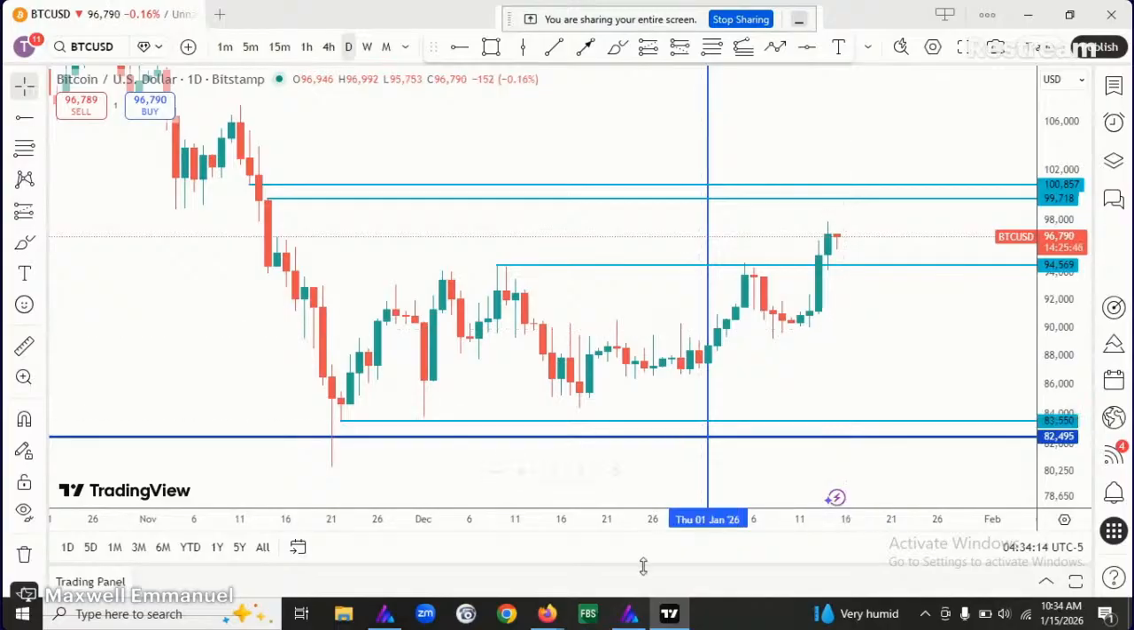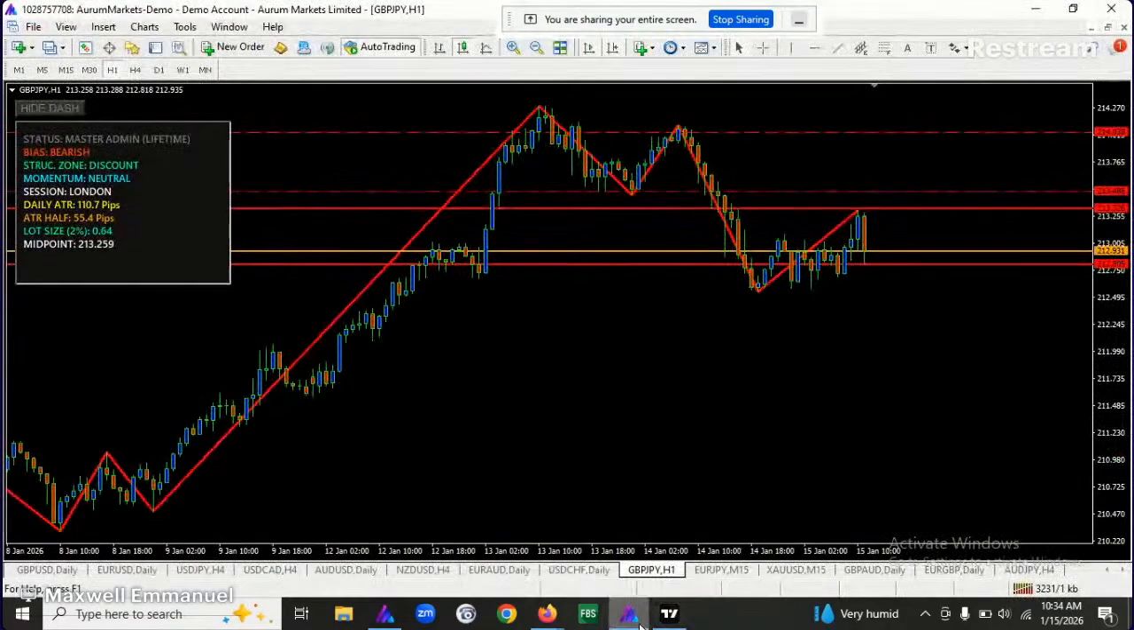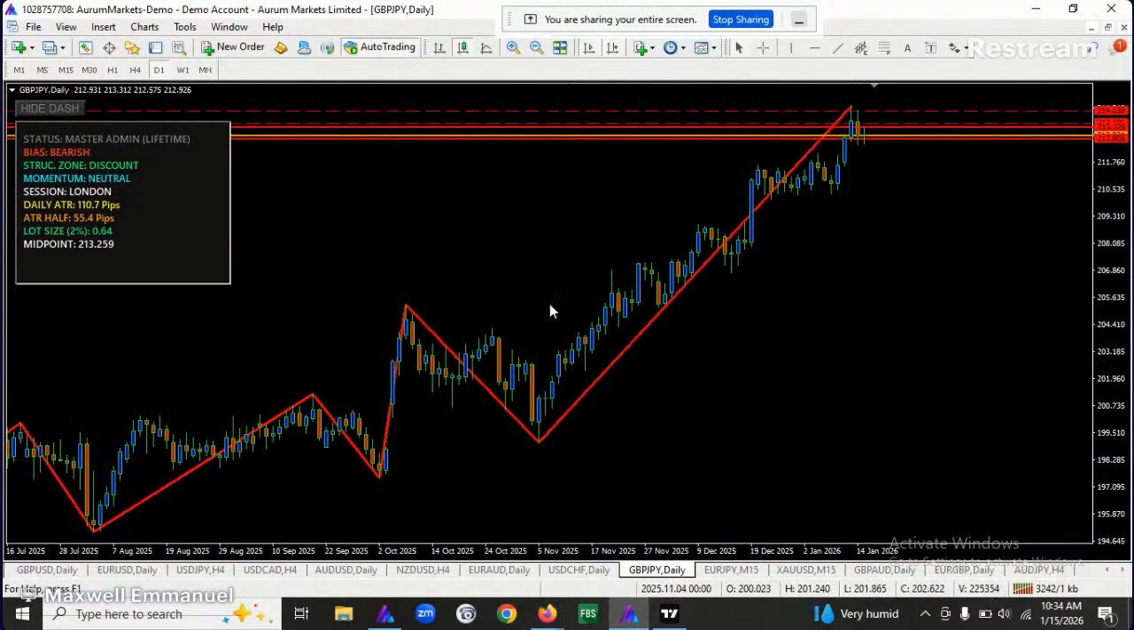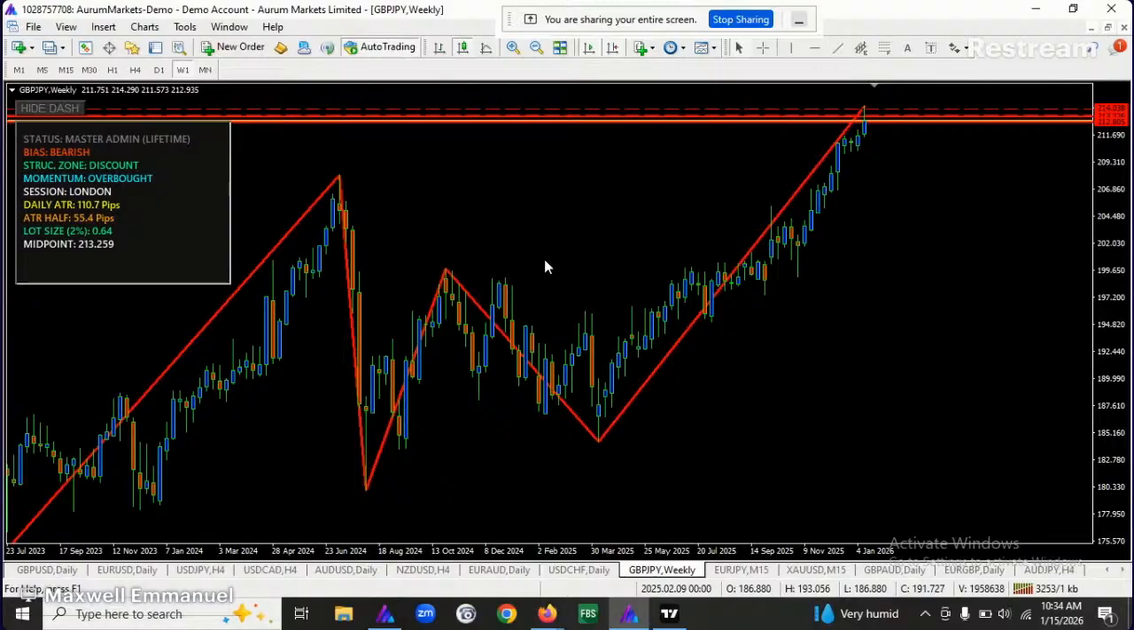Last pair before BTC, that is GJ. What is the trend on GJ? Mr. Atonda, what is the trend on GJ? Is GJ bullish or bearish?